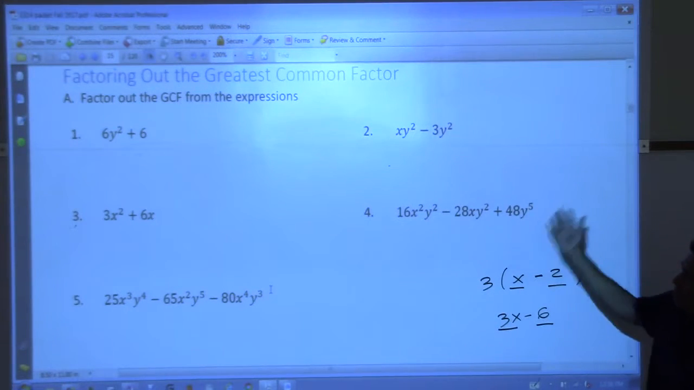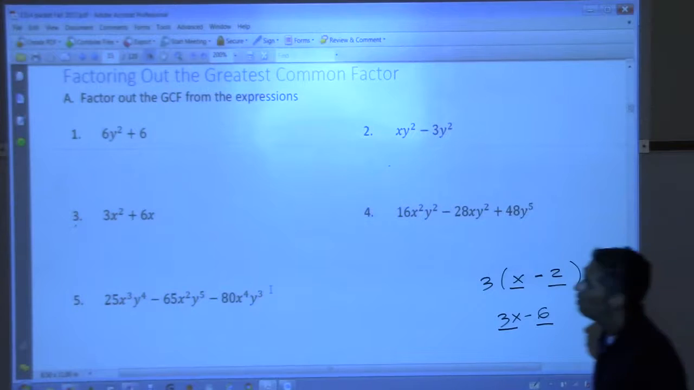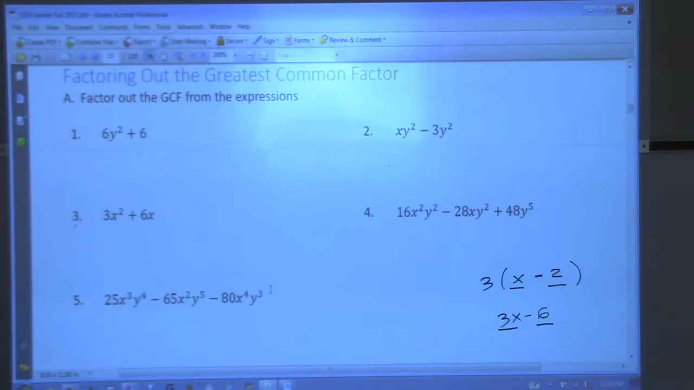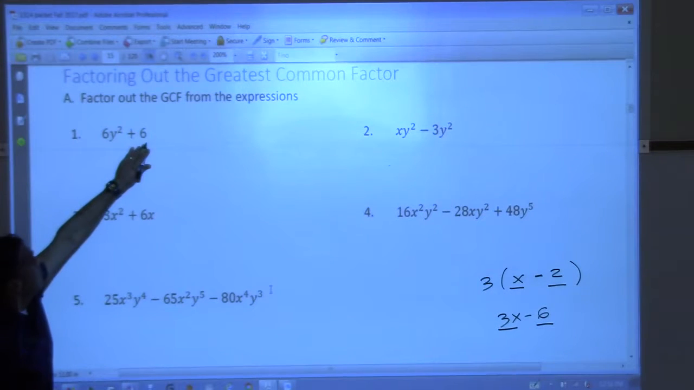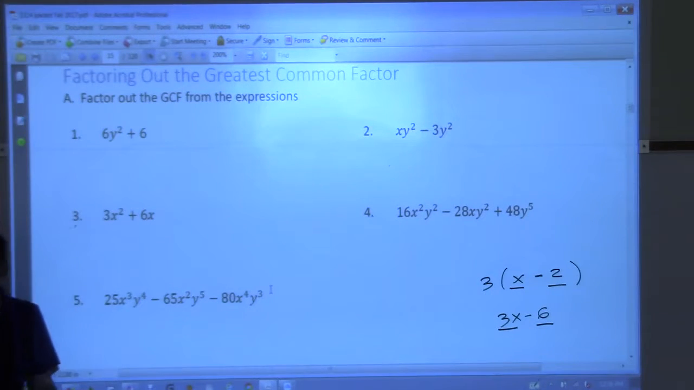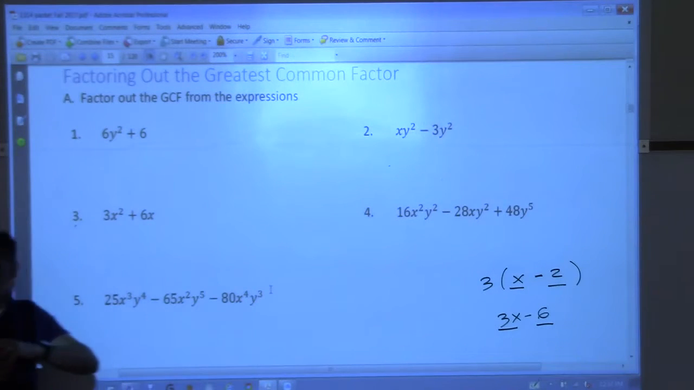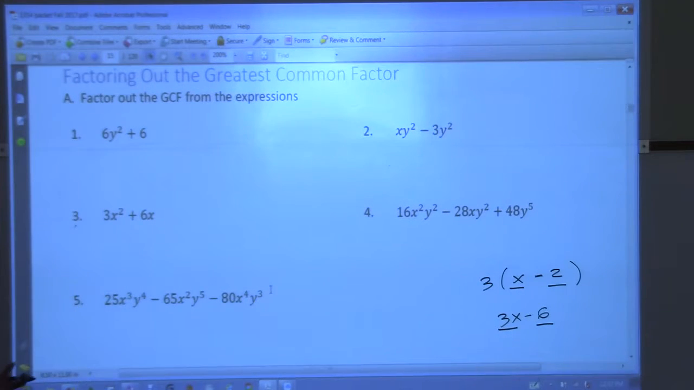So that's what we're going to do on these problems. So how about this first one? How many terms do you have here? 2. All right, let's look at the first one and the second one and see, is there a number that is common to both, that goes into both 6 and 6? Well, 6, right? Does 2 go into both? Yes, but we're looking for what we call the greatest common factor, which means you want to find the largest number that goes into both.